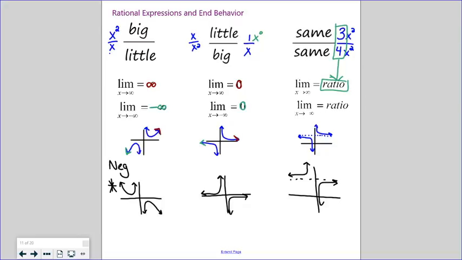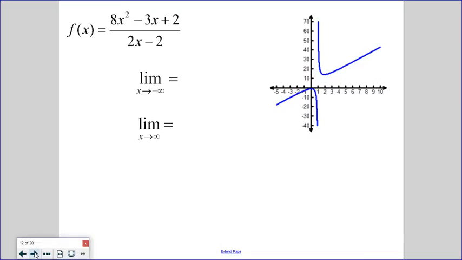So when we do rational expressions and behavior, job number 1, categorize. Little over big, big over little are same, and then remember your rule, and that will find your ends for you. So that's what we're going to do here. I know I have a picture for you, but I don't even think you should need it, and actually I think sometimes the picture is a little bit more confusing than just looking at the function itself. So first job is to categorize. Our function is 8x squared minus 3x plus 2 over 2x minus 2. So does it go in our big over little, little over big, or same?